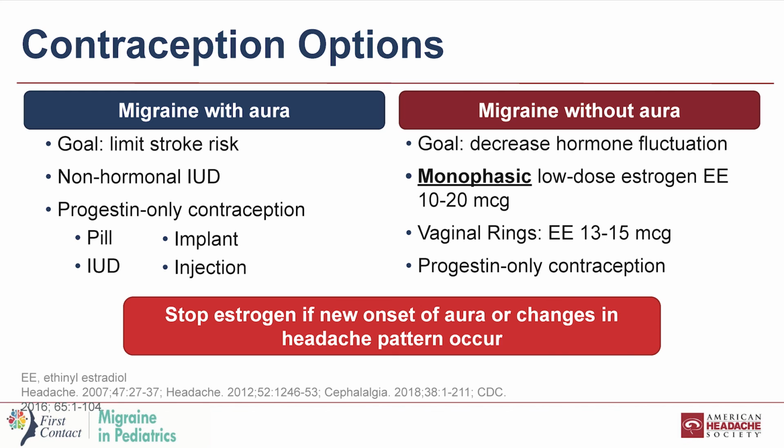So it's typically advised that you use monophasic, low-dose estrogen if they are going to use the contraceptive pill, and other considerations would be progestin-only contraceptives or the use of vaginal rings, which have a low dose of estrogen as well. If you see patients who have a change in their migraine symptoms, their headache pattern, or have the development of a new aura when they didn't have aura before, when they start an estrogen-based contraceptive option, you should stop that in patients who have migraine.